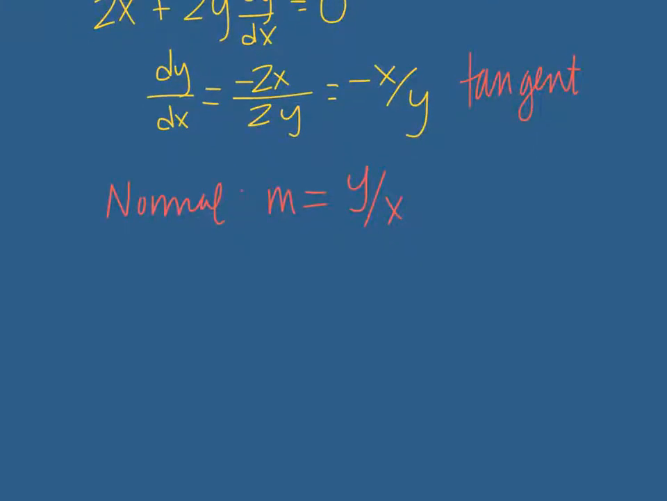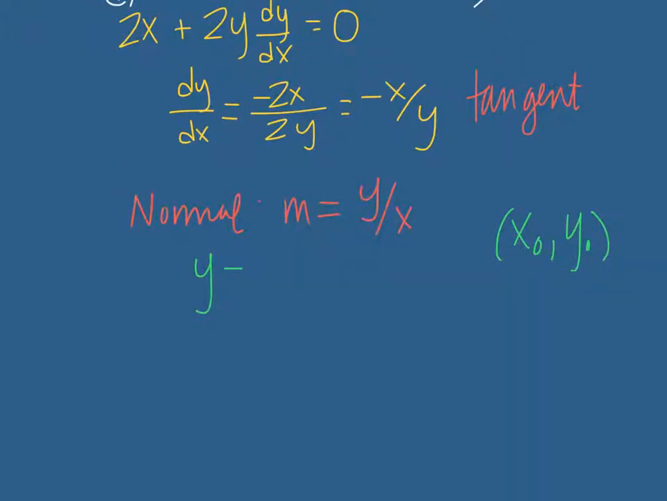Here's where we have to take things into account. This is saying at any point. So let's call our point x naught and y naught. That's the point on the circle that this is going through. We could put anything, but we're just using general terms here. So if I'm doing the point slope form, I'm going to plug in my y naught.